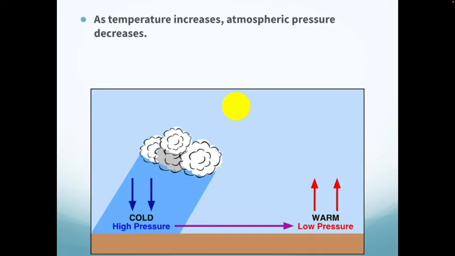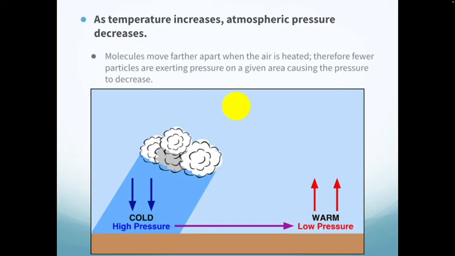All right, so as the temperature increases, the atmospheric pressure decreases. So this leads into weather. So when something rains or whether it's not raining, it all depends on atmospheric pressure. So molecules move farther apart when the air is heated, therefore there are fewer particles exerting pressure on a given area, causing the pressure to decrease. So that's background on why higher temperatures result in lower atmospheric pressure.